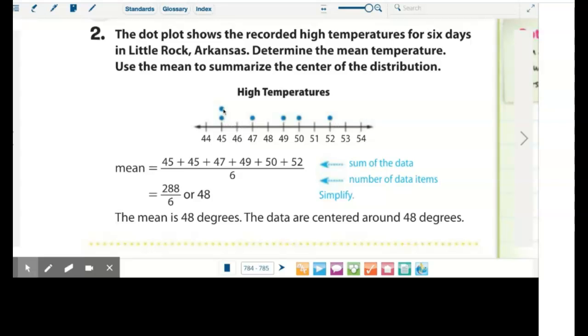So there were actually 1, 2, 3, 4, 5, 6 days, like it says in the problem, represented by the 6 dots. So you're going to write those numbers. And you see 45 is written twice because there are 2 days that had a high of 45. So once you write all these numbers, this is like the teacher collecting all these grades. You add them all together, we get 288. We divide that by 6, so the average temperature is 48 degrees.